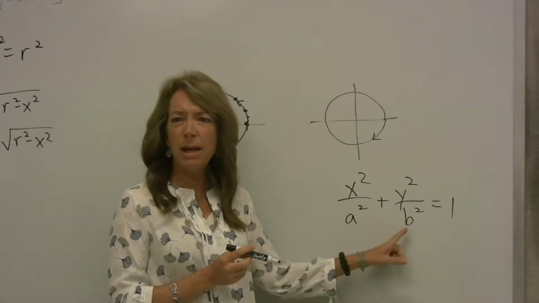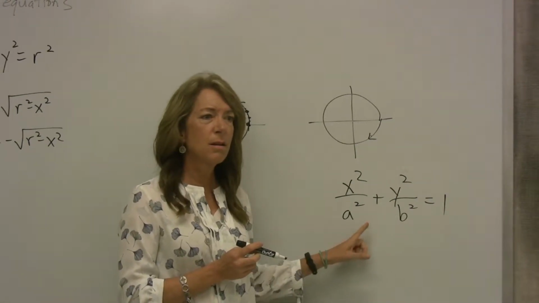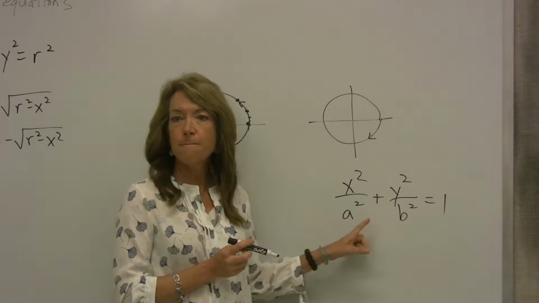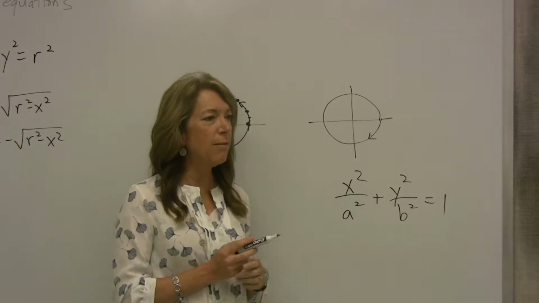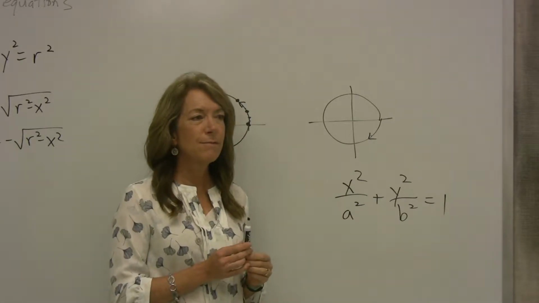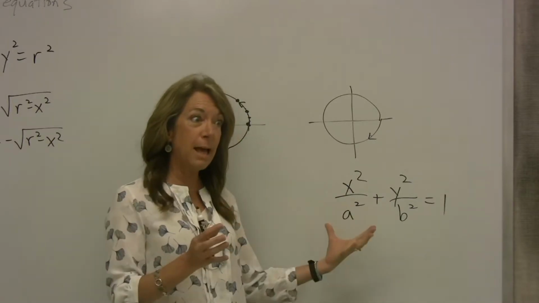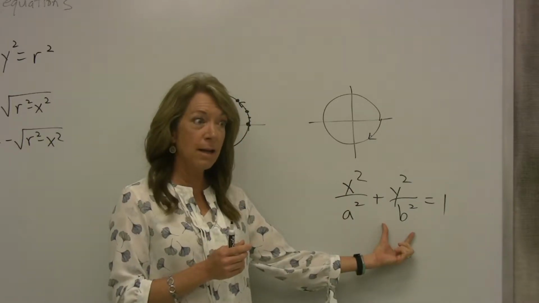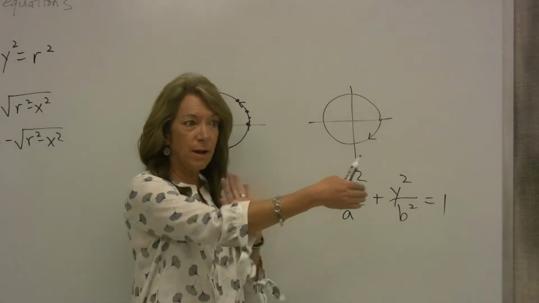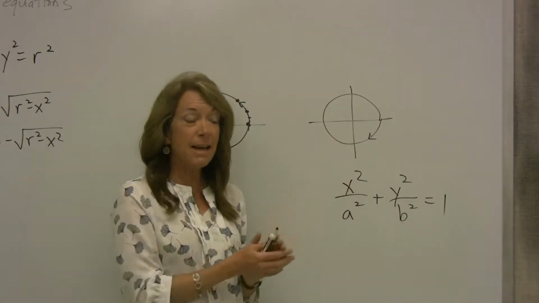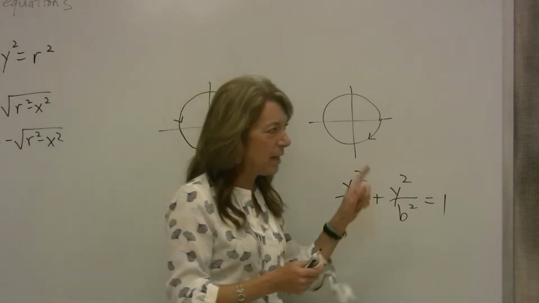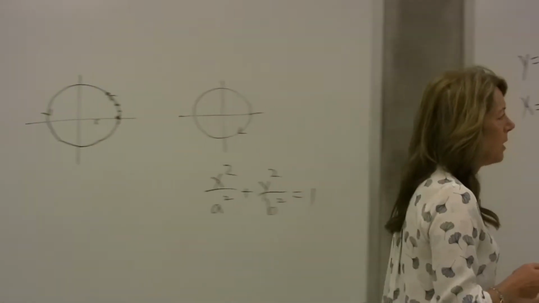Anyone know what a and b had to do with it? What did the a and b tell you about the graph? Oh, is this the stretch factor? Yeah, it's the stretch factor. It tells you how far out you go in the x and how far out you go in the y. So the a tells you how far it's stretching that circle out, exactly. So let's hold that thought for a minute and figure out this equation.